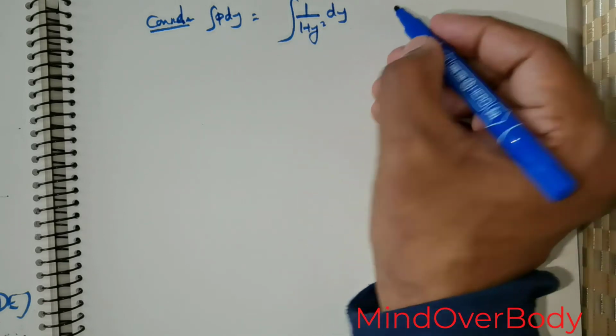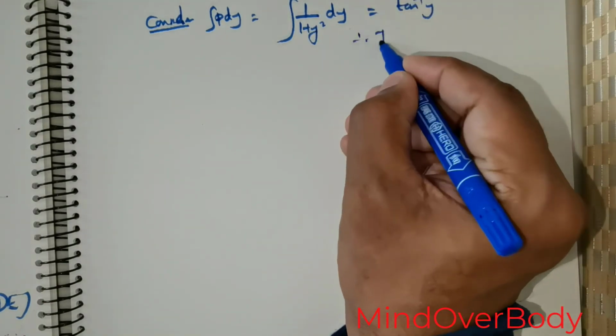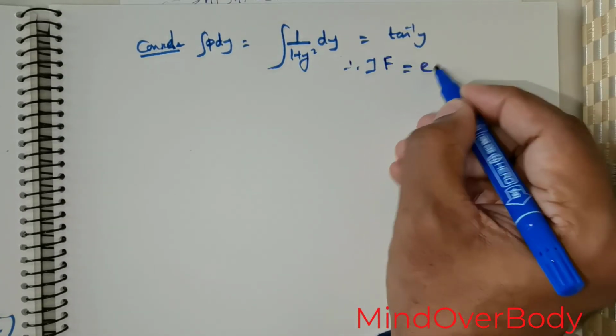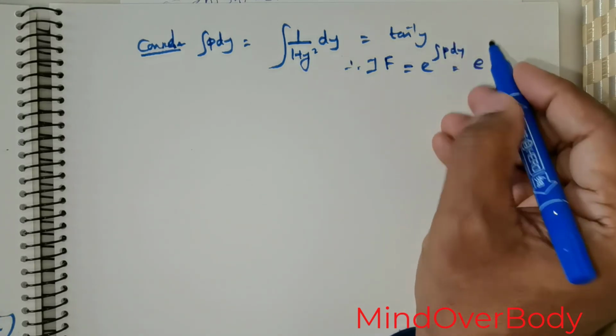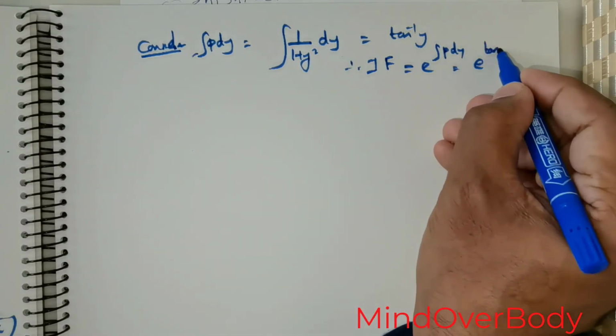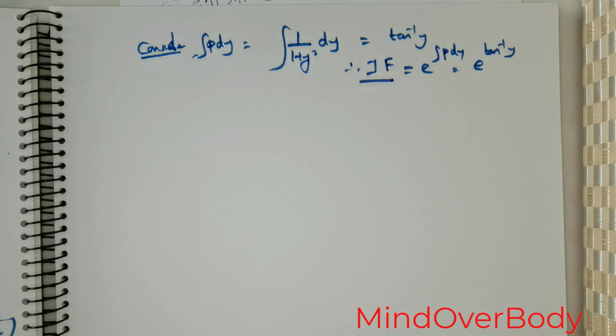So if you were to integrate this, this is going to give me tan inverse of y. Therefore the integrating factor, which is e raised to the power of integral p dy (not p dx), is going to be e raised to the power of tan inverse of y. So this is my integrating factor. So we have got that.